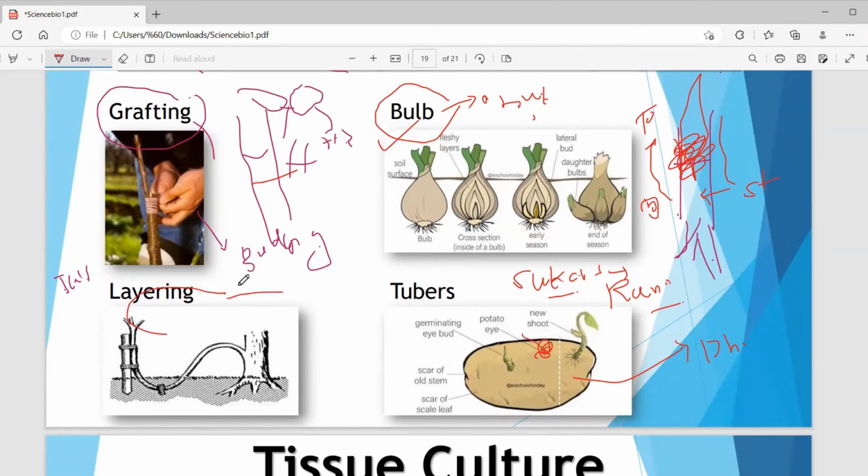Layering: we can divide it into two, air layering and land layering. You can do air layering if you cannot bend the stem down into the soil layer. In land layering, or simple layering, you mostly use the soil. So I will quickly write a small paragraph.